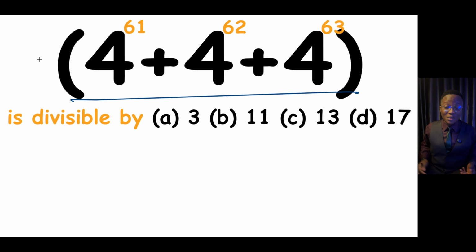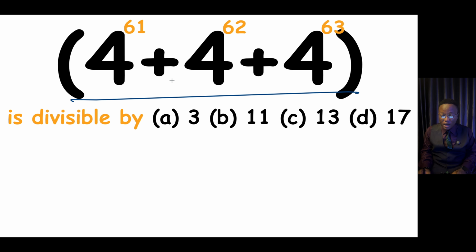Now, we can also possibly decide to find out what 4 raised to the power 61 is, pick up a calculator, and then add and find out. That would not be smart, yes? So what is the smart way to do this? As a mathematician, you're going to factorize this by its highest common factor. So factorize the expression in the bracket.